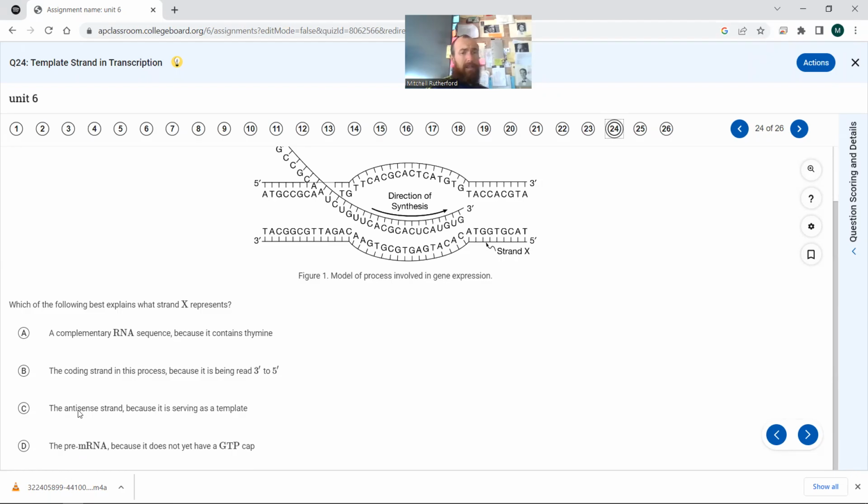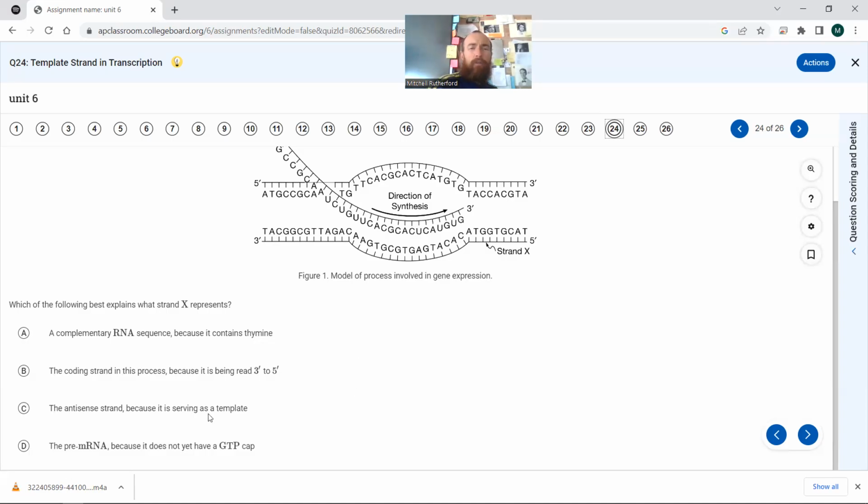Whatever this antisense thing means, I'm telling you that bottom strand of DNA, that is a template. So I like that. B says the coding strand. I wouldn't really call it the coding strand because it's being read 3' to 5'. Coding strand would be more of a reference to mRNA. I like that more with ribosome.